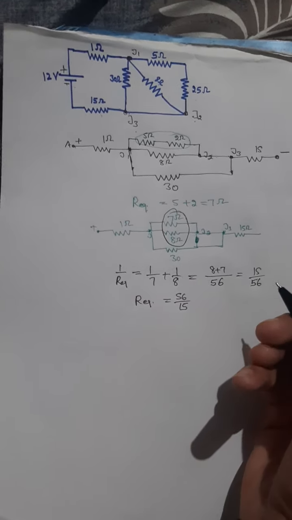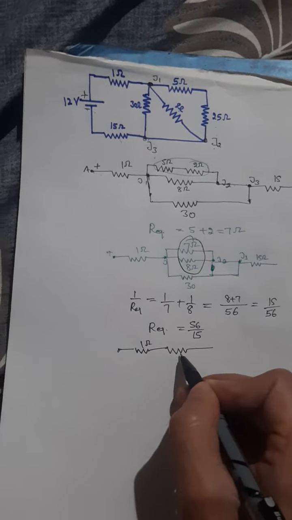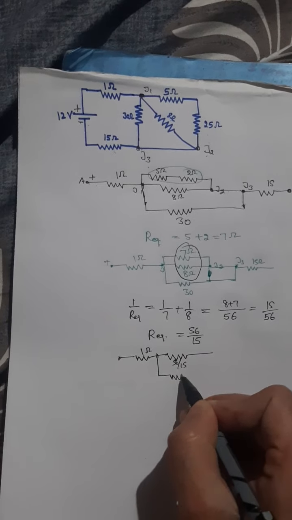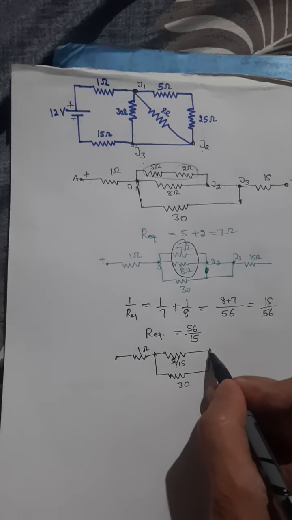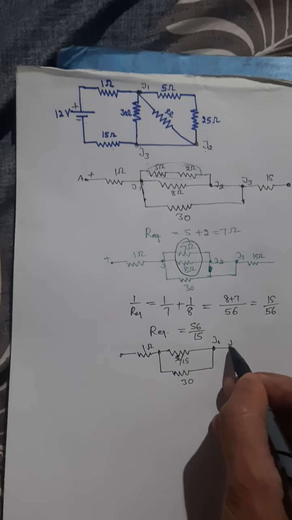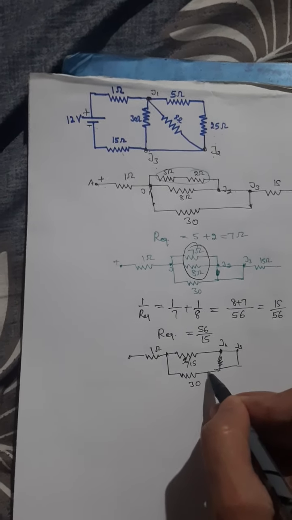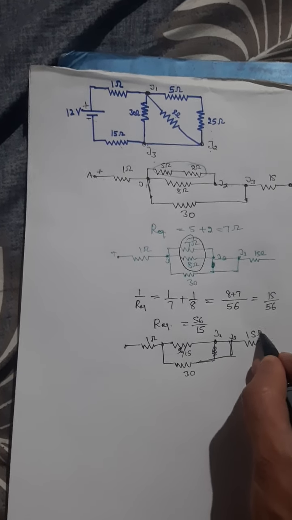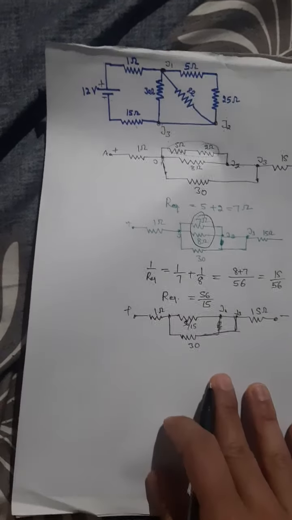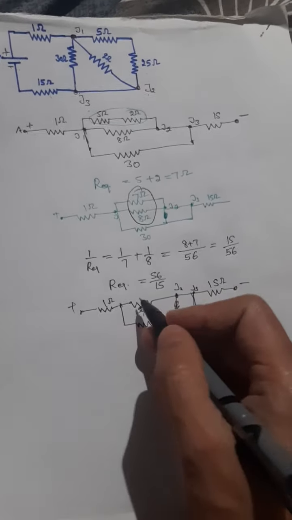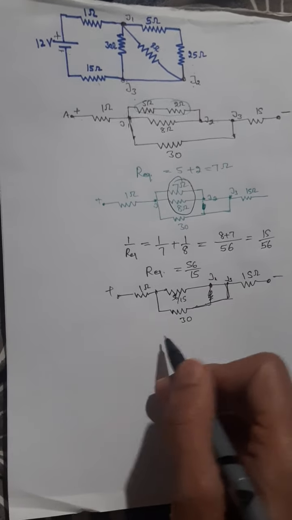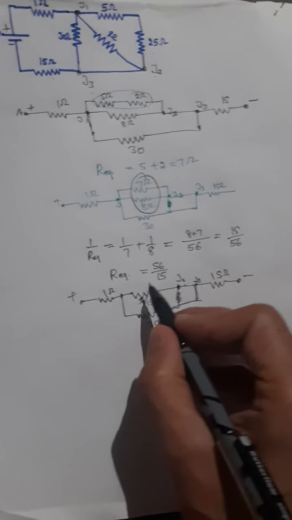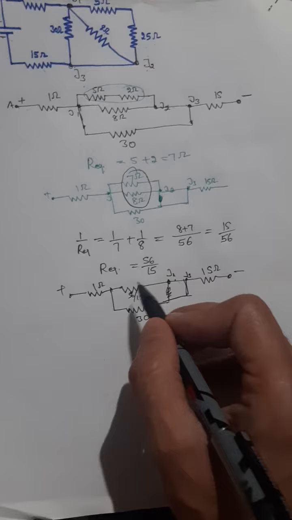1 ohm, the equivalent of both 56 by 15, 30 ohm, attached with J3, and 15 ohm, to the negative terminal. Now we will solve these two. Here no resistance is present. If any resistance were present there, these two resistances would be in series.